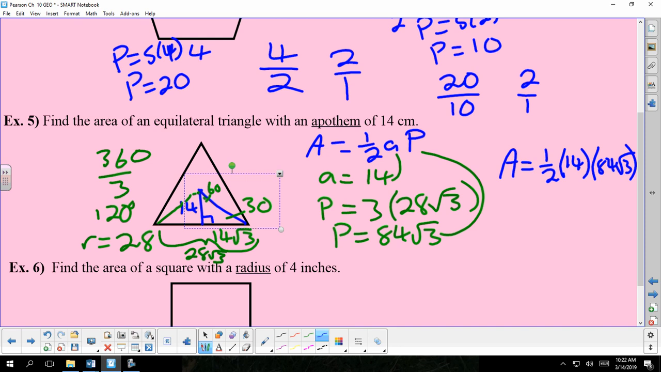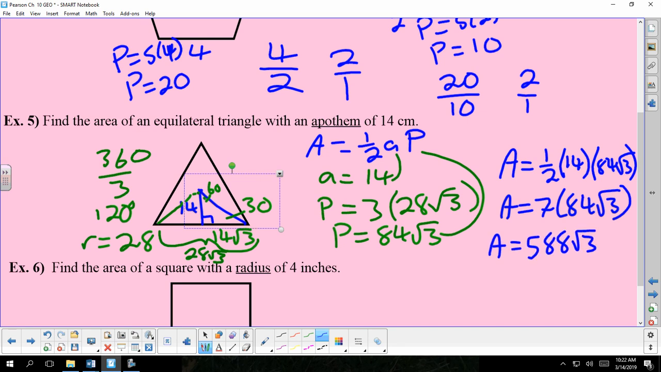So half of 14 is 7. 7 times 84 root 3. I have an area of 588 root 3 centimeters squared, or approximately 1,018.4 centimeters squared.